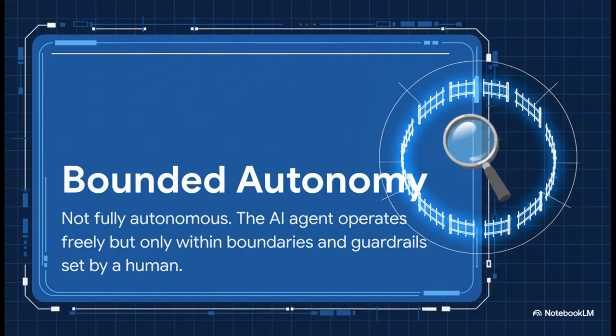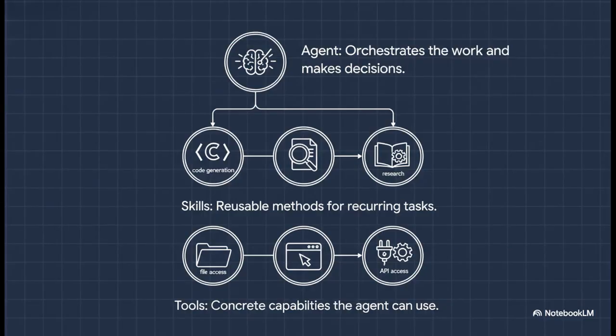The best analogy is a fenced-in yard. Inside that yard, the AI can run free, it can be incredibly powerful. But you, the expert, are the one who builds the fence. You set the boundaries. And a truly useful agent isn't just about having a big, powerful model. It's a whole system. You have the agent, which orchestrates the work, but it uses predefined skills. These are like your team's best practices, and specific tools, like the ability to access a file or call an API. It's a structured hierarchy.